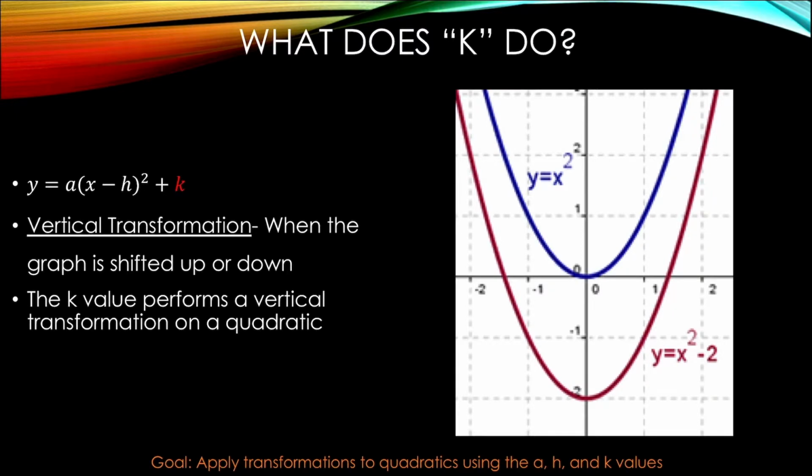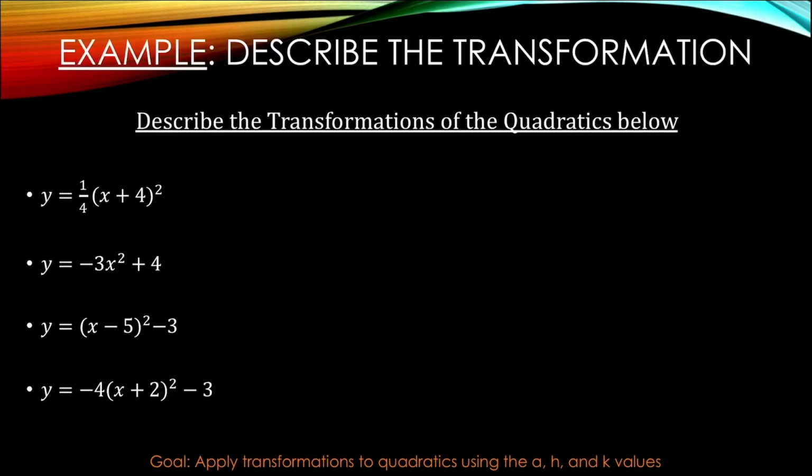Next I have my K. K is going to shift things up or down, and it does exactly what it says. So here, if you notice, it says K is minus 2. So each point is shifted down 1, 2 spots. So everything is shifted down 2 spots.